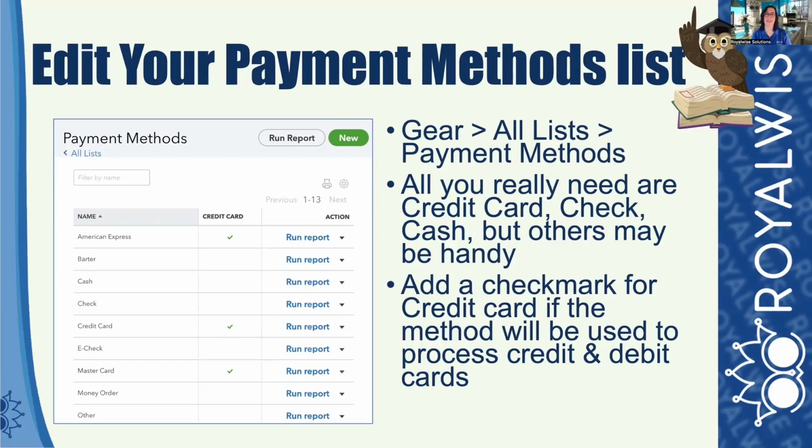To run an ACH payment, the terminology is check. And basically, it's an electronic check. And then you might have clients paying you in cash. So cash is nice too. So those are the three that everybody needs. But of course, you can make this list as granular as you want it to be.